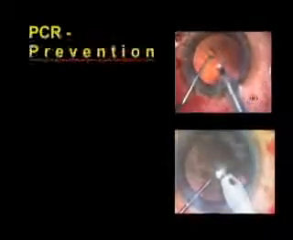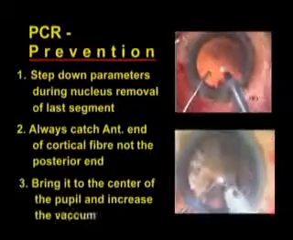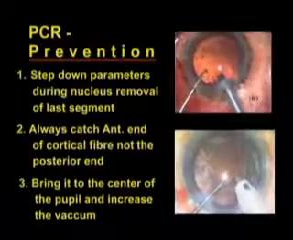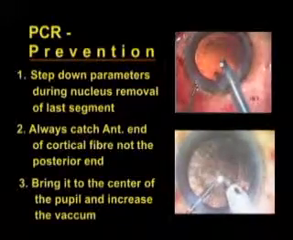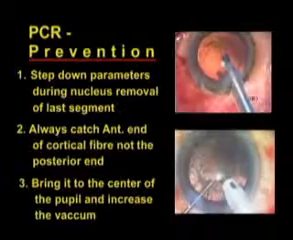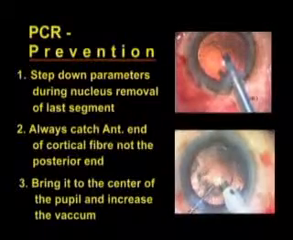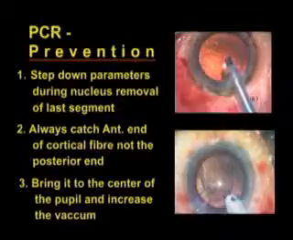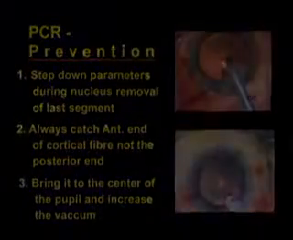Steps to prevent a posterior capsular rent include stepping down parameters during removal of the last nuclear fragment, catching the anterior and not the posterior edge of the cortical fibers during cortex removal, and increasing the vacuum only after bringing the cortical fibers to the center of the pupil.